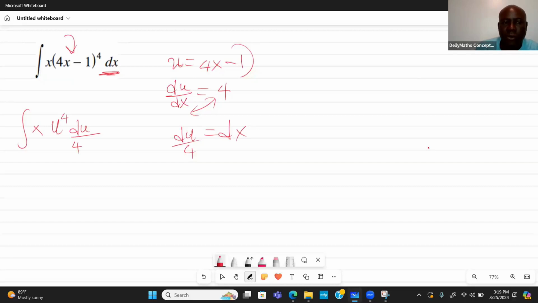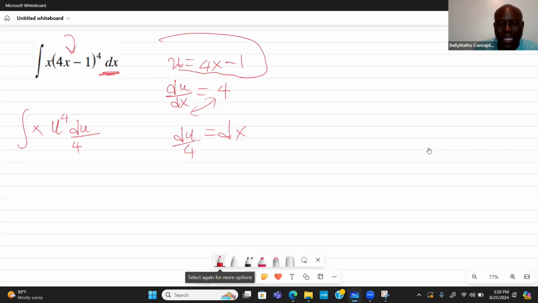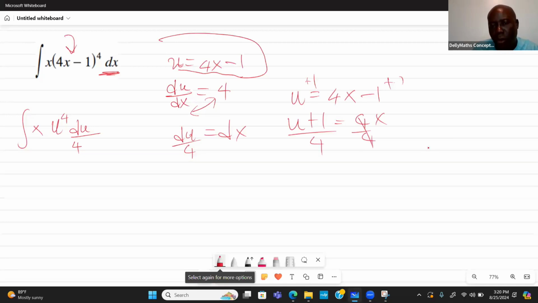After doing all of that, we were not able to get rid of that x. So we're going to come back here, and we're going to let x be the subject. So u is equal to 4x minus 1. Transposing for x, u plus 1, adding 1 to both sides, is equal to 4x, then dividing by 4. So in this case, we're going to replace x. So u plus 1 over 4 is equal to x.